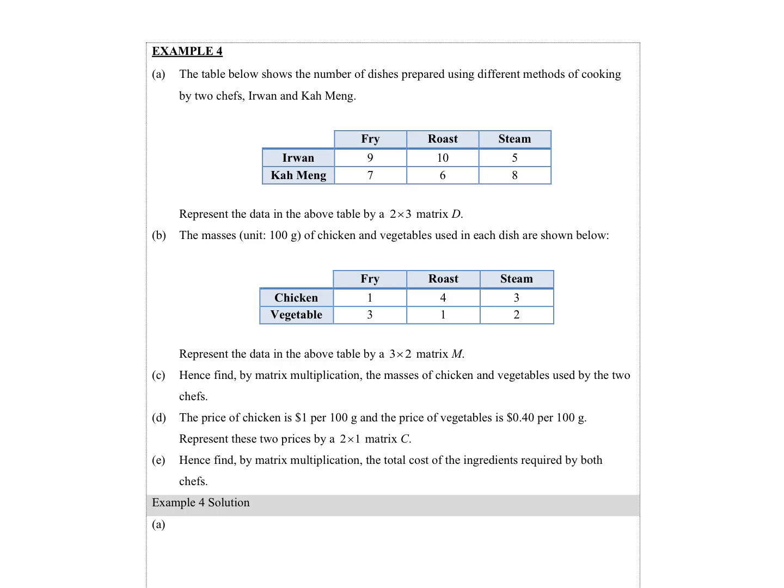I have a table, Irwan and Cumming, and then they prepare the dish using different methods: fry, roast, steam. And then the masses. 1 unit represents 100 grams of chicken and vegetables used in each dish. So they say, can you represent the data by a 2 by 3 matrix? So this is already 2 by 3. So write D equals 9, 7, 10, 6, 5, 8.